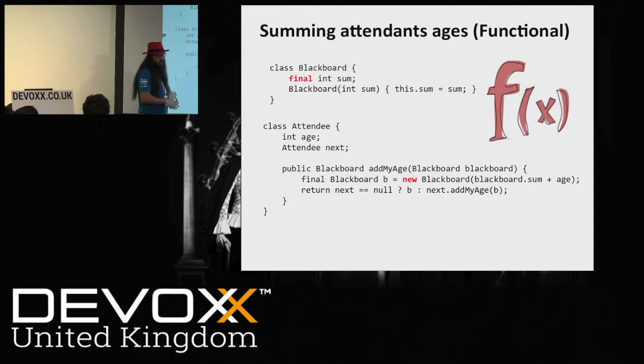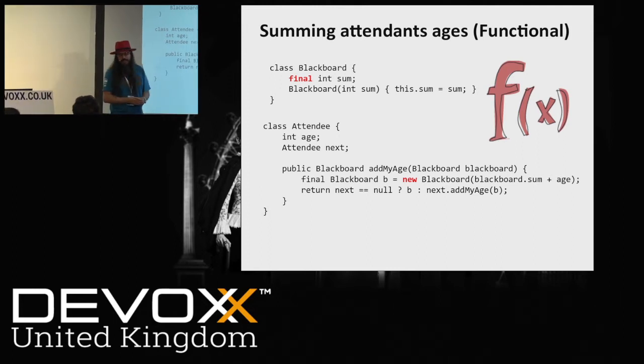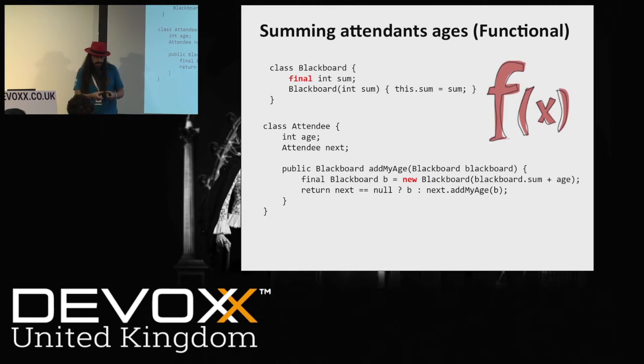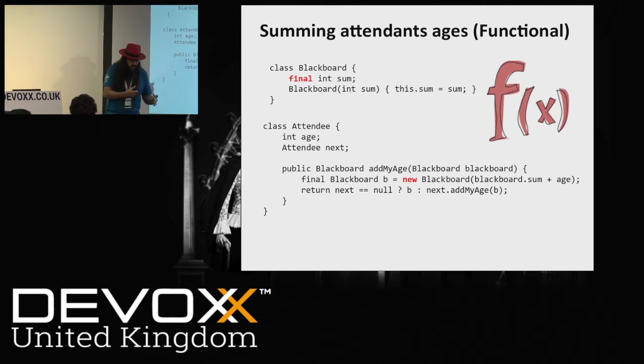Okay, so if you remember, I did that example about summing our age with the blackboard, and let's suppose it's not a blackboard in this case; it's just a piece of paper. But the functional way of achieving the same result is that I take a piece of paper, I write my age on that piece of paper.